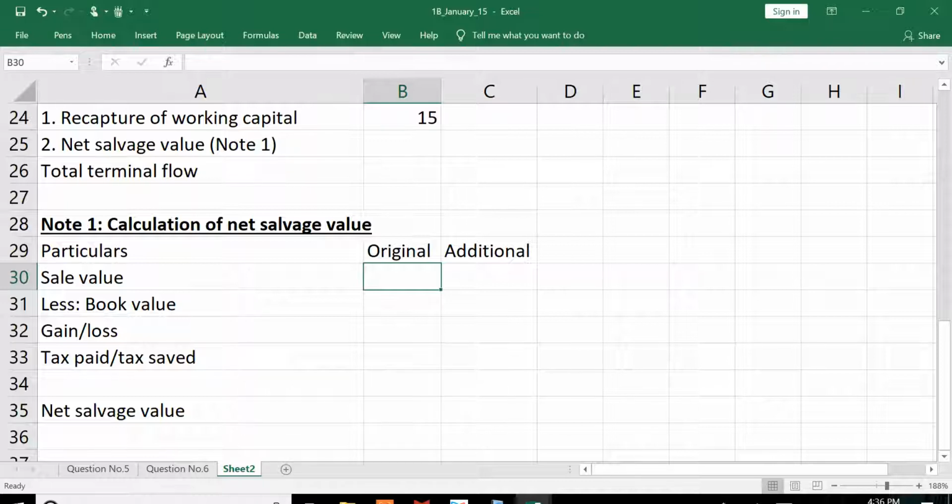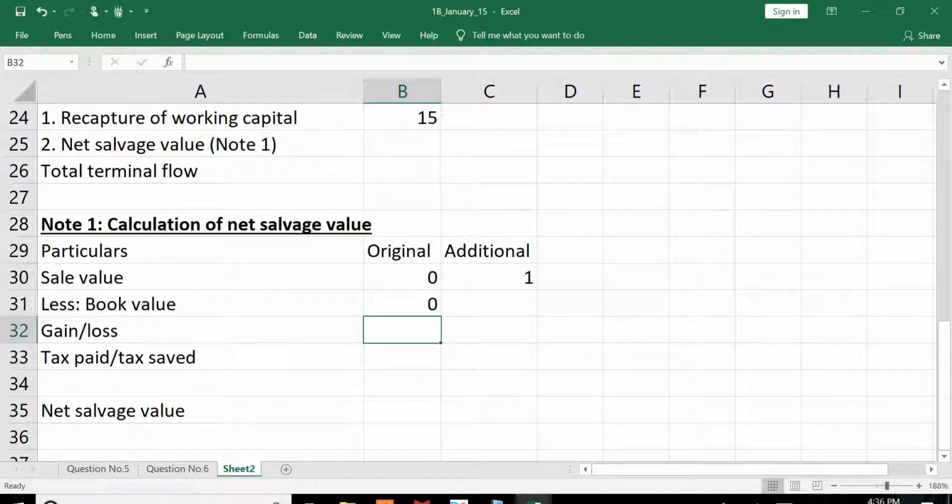The original machine was sold for how much after 8 years? Was sold for 0. Additional machine was sold for 1 lakh. Now listen, book value: the original machine was bought for 120 lakh. First year what depreciation did we charge? 15. Second year 15. 8 years you charge 15, 15 into 8, 120 is gone. Your book value is also 0.